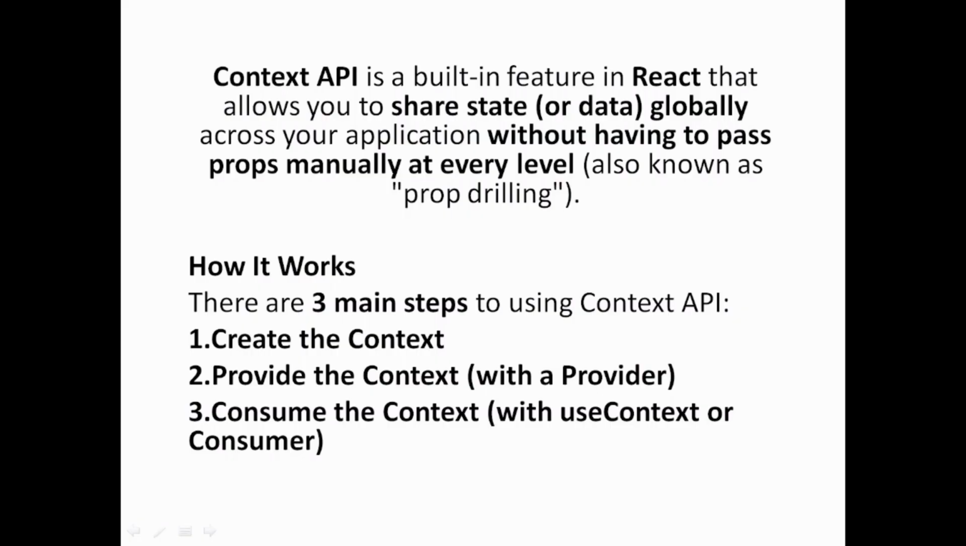So basically, Context API works in three stages. The first thing you will do is create your context. The second thing you will do is provide the context. And the third and last thing you will do is consume your context using useContext or Consumer. So let's elaborate more on this in our code editor.